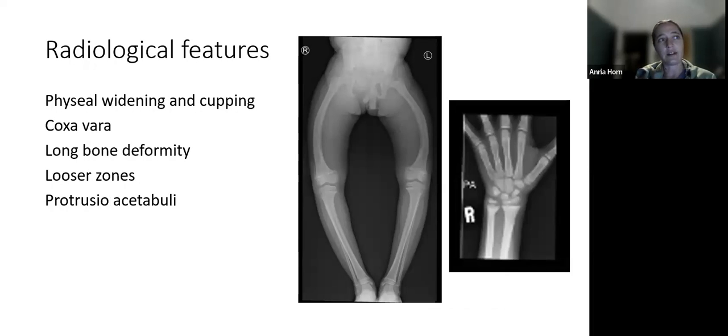And the radiological features we know are physeal widening and cupping, coxa vara, long bone deformity, Looser zones, and protrusio acetabuli. But there are various causes of rickets, as we know. It's a net effect, almost more a symptom than a diagnosis. So you need to figure out what the cause of the rickets is. And in our population, currently in South Africa, the most common causes we see are renal or familial hypophosphatemic rickets or other causes. It's very seldom pure nutritional or pure vitamin D deficiency.